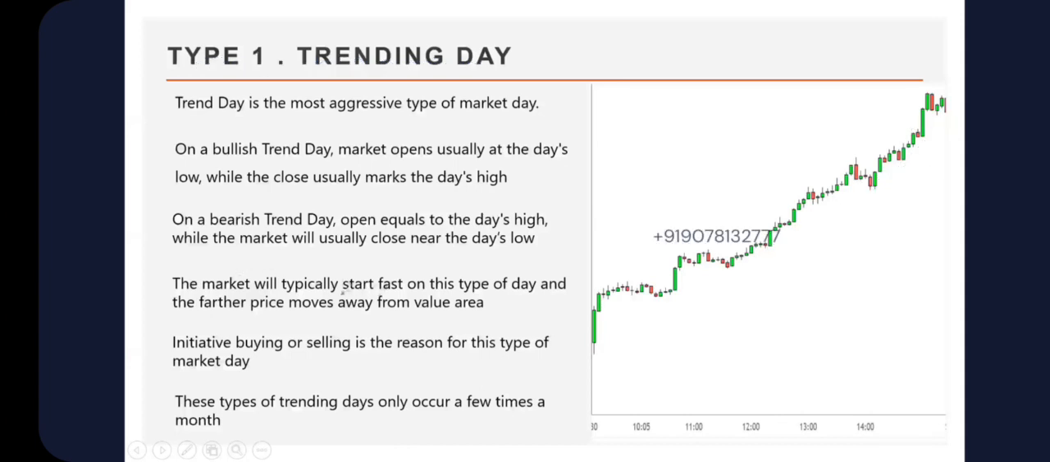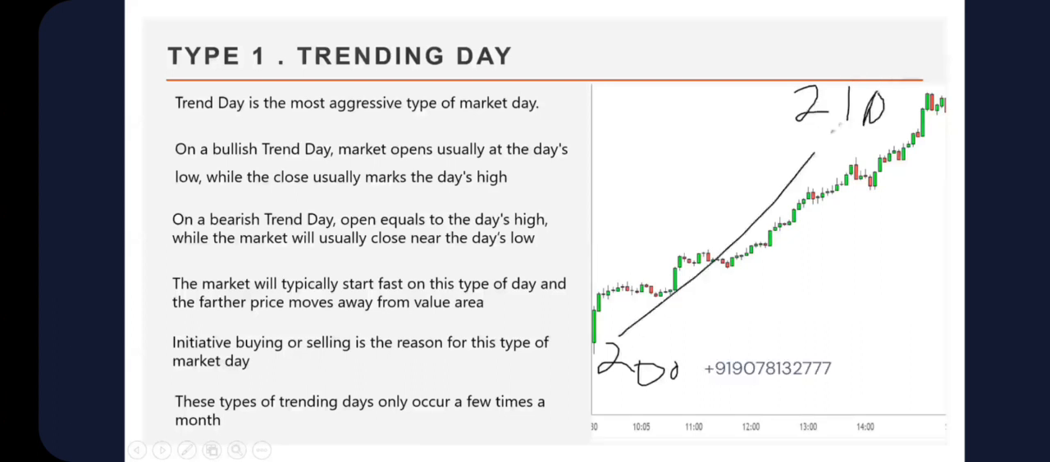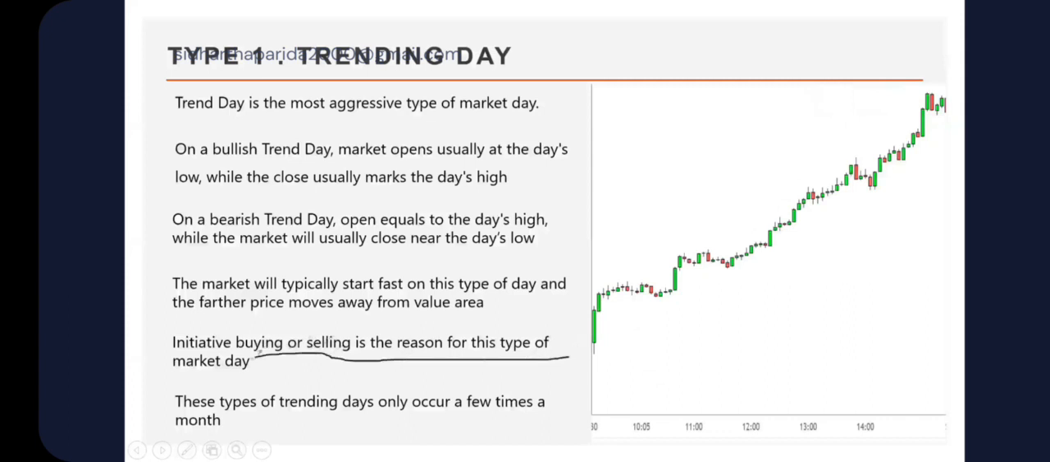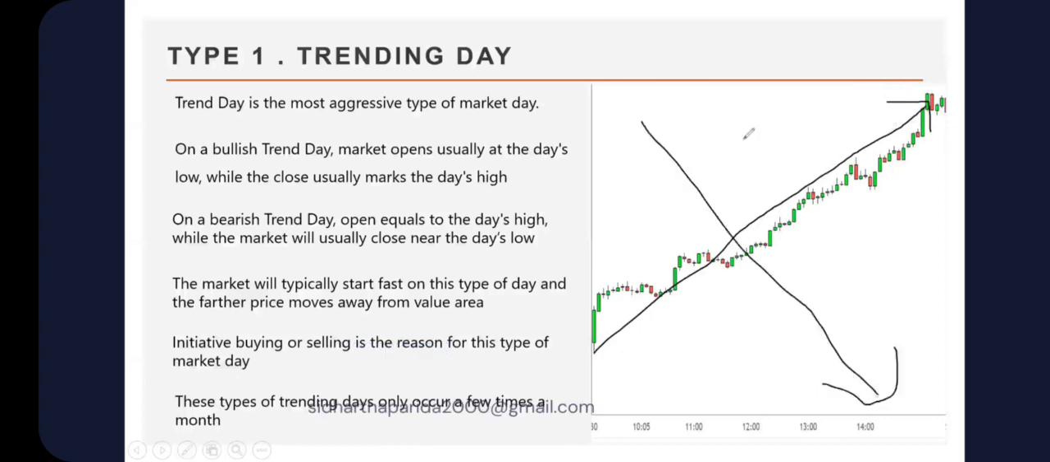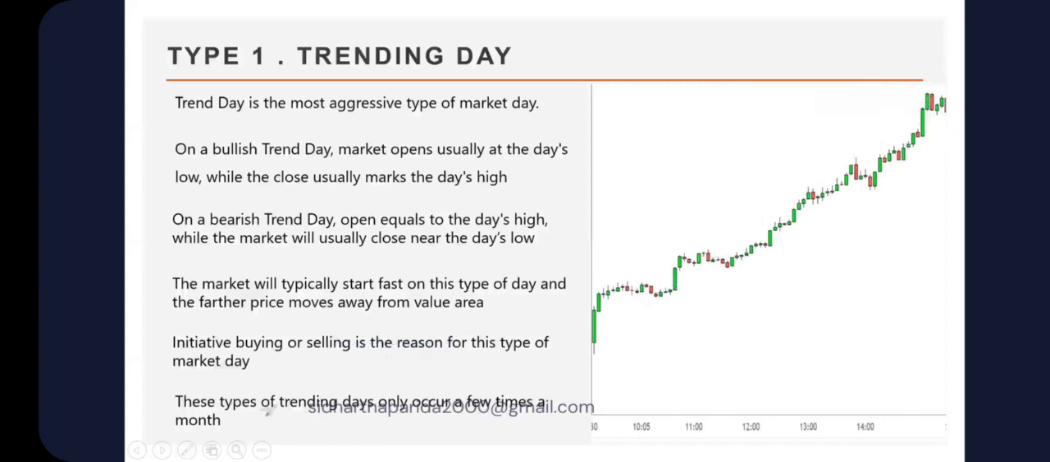The market will typically start fast on this type of day and price moves away from the value area. Suppose the value area is 200, then initiative buyers think that the new value area is 210, and very fast they will take it to that price. Initiative buying or selling is the reason for this type of market day. Initiative buyers have the strength to take the market like this, and initiative sellers have the strength to take the market like this.